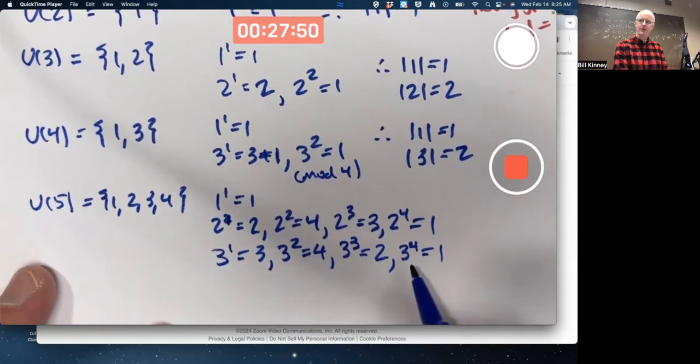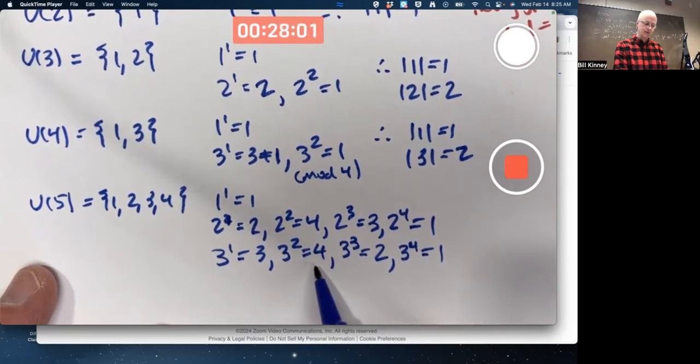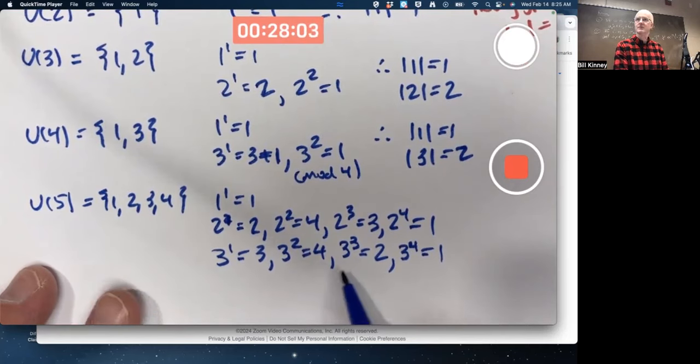You could also do 3 to the 4th as 3 times 3 cubed. 3 times 2 is 6, mod 5 is 1. You could also do 3 cubed as 3 times 3 squared. 3 times 4 is 12. 12 mod 5 is 2. It's all going to work as long as you don't make a mistake.